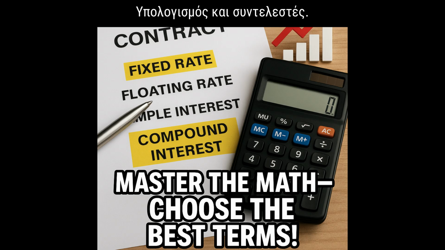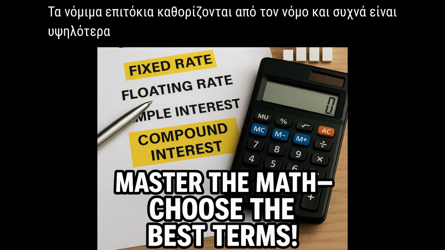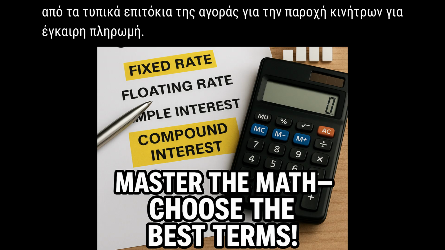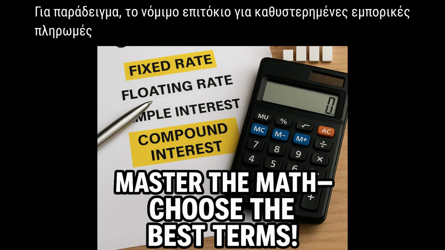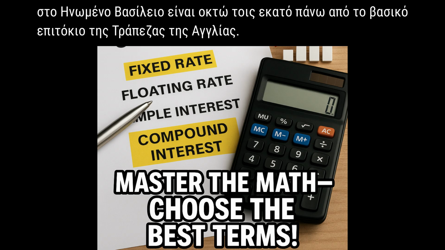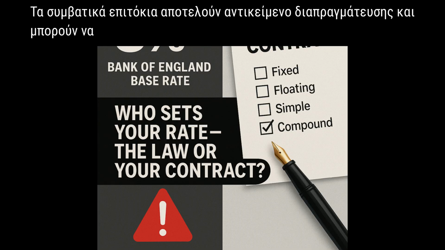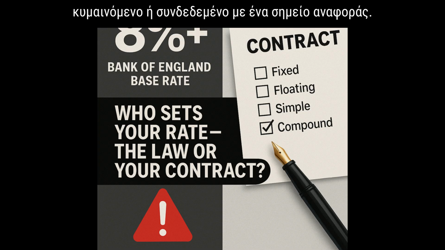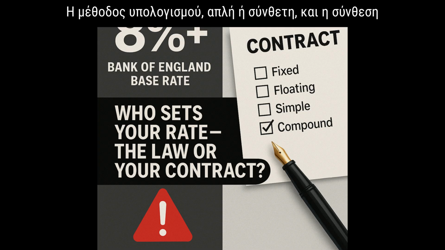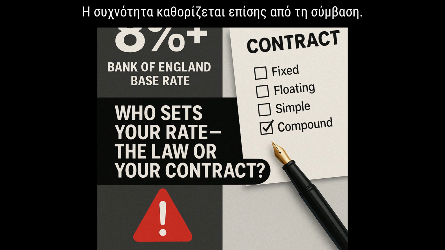Calculation and rates. Statutory interest rates are set by law and are often higher than typical market rates to incentivize timely payment. For example, the statutory rate for late commercial payments in the UK is 8% above the Bank of England base rate. Contractual interest rates are negotiated and can be fixed, floating, or pegged to a benchmark. The calculation method, simple or compound, and compounding frequency are also determined by the contract.